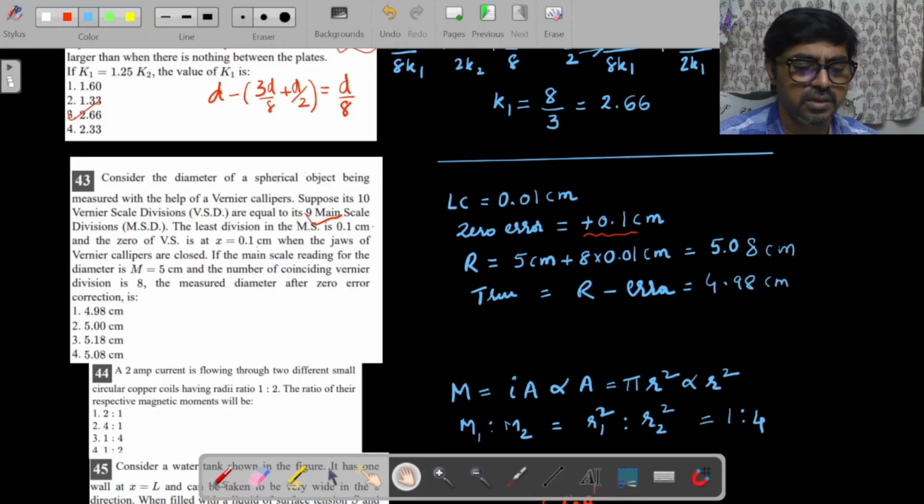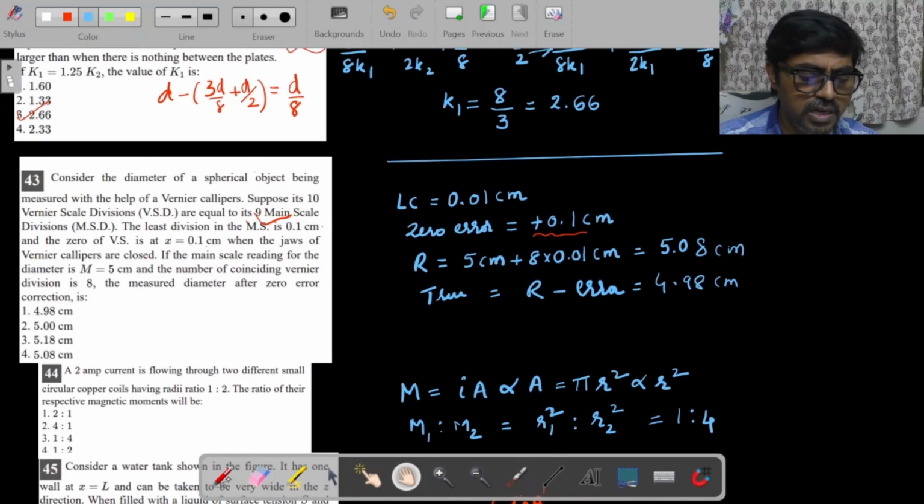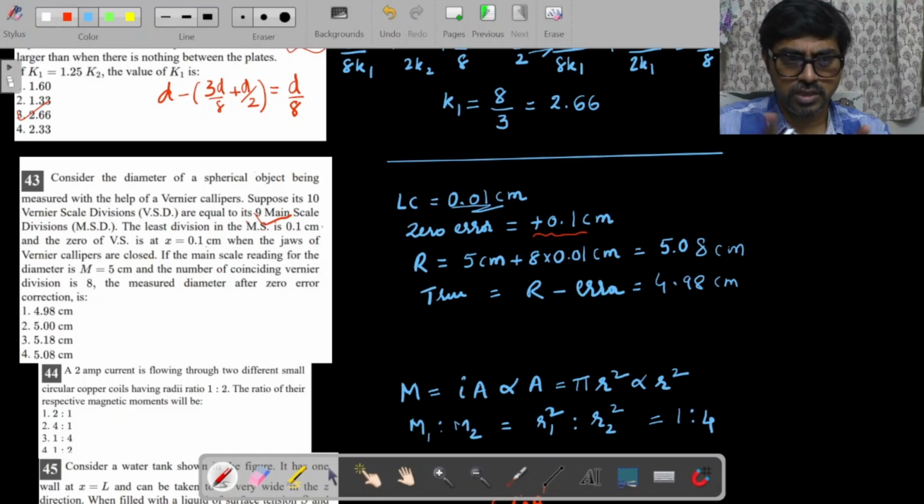This is very standard. So 10 and 9 when you have it standard, then least count will become main scale division by 10. What is main scale division? They had given as 0.1 centimeter. So 0.1 centimeter divided by 10 will give you least count there. Then they say that the 0 of vernier scale is at x equal to 0.1 centimeter when the jaws of the vernier calipers are closed. When actually jaws are touching each other, if it's working properly, it should show 0, but it is showing 0.1 centimeter, meaning there is error there, zero error. Zero error is 0.1 centimeter, whatever you are showing there.